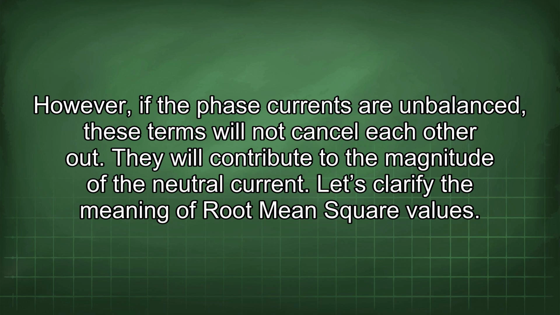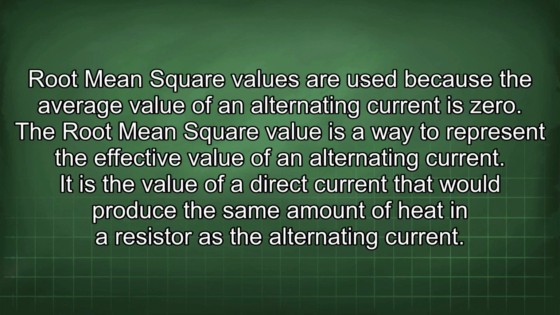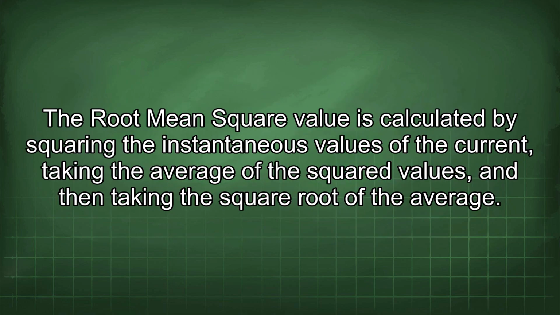Let's clarify the meaning of root mean square values. Root mean square values are used because the average value of an alternating current is 0. The root mean square value is a way to represent the effective value of an alternating current. It is the value of a direct current that would produce the same amount of heat in a resistor as the alternating current. The root mean square value is calculated by squaring the instantaneous values of the current, taking the average of the squared values, and then taking the square root of the average.